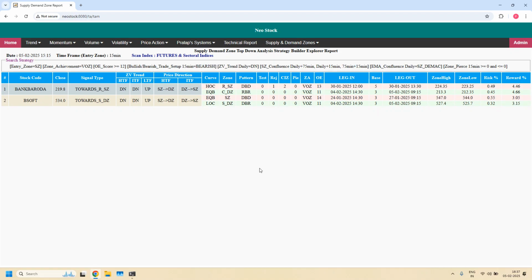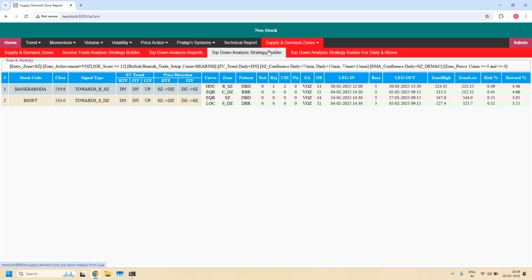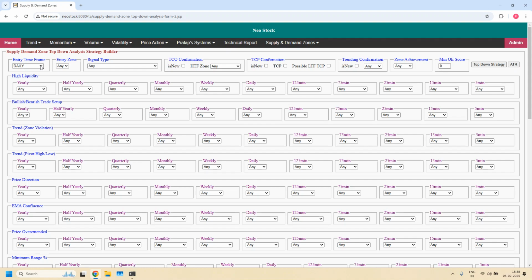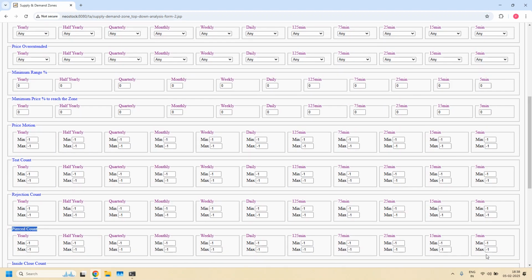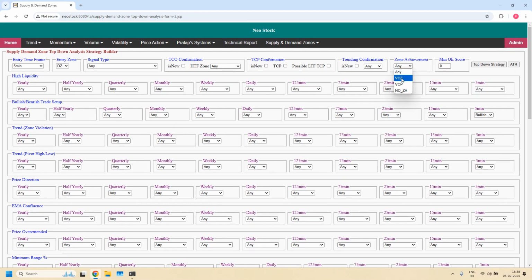Next we will generate hourly income trade reports. For hourly income trade, the entry time frame is 5 minutes, and the entry zone is a demand zone. In bullish or bearish trade setup at the 5 minutes entry time frame, I am selecting bullish. We have to set 3 filters for the 5 minutes demand zone. First filter, the 5 minutes demand zone should not be pierced. So in the 5 minutes time frame, I am setting minimum value 0, maximum value 0, zone achievement, violated opposing zone, minimum odd enhancer score 12.